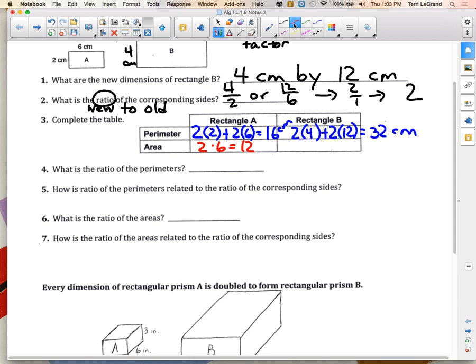I'm stuck. I don't know what I should put for a label on my area. Centimeters squared. Why are they squared? Okay, should we square them up here then in perimeter too? No. Why not?